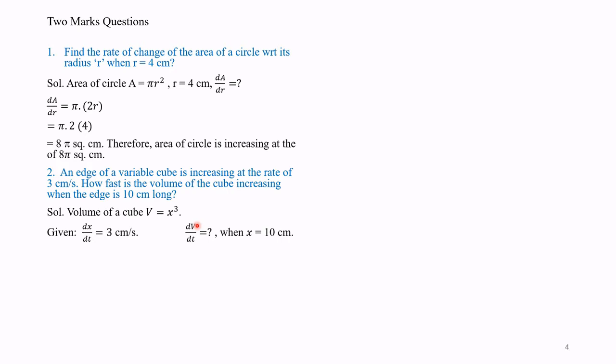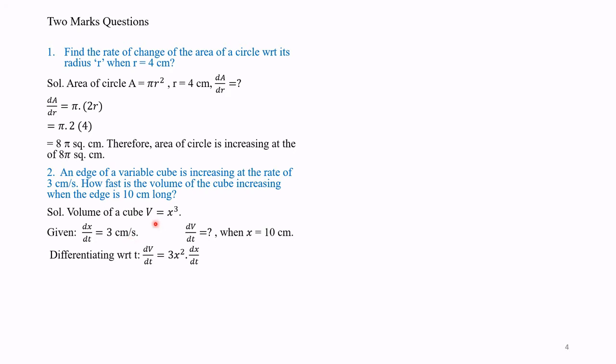Given, the edge is increasing at the rate of 3 centimeters per second, which means dx by dt. Second is time, centimeter is x. Therefore, dx by dt is equal to 3 centimeters per second. We have to find dv by dt when x is 10 centimeters.